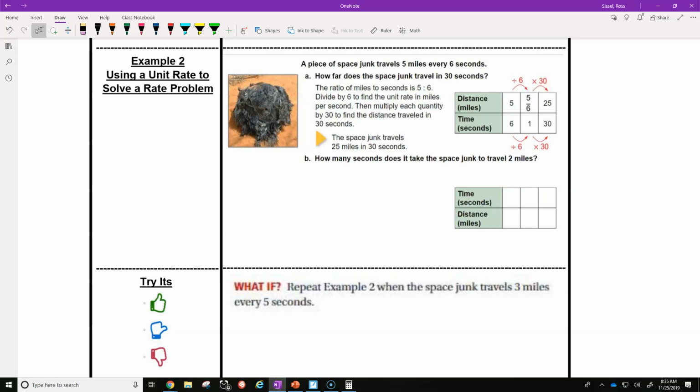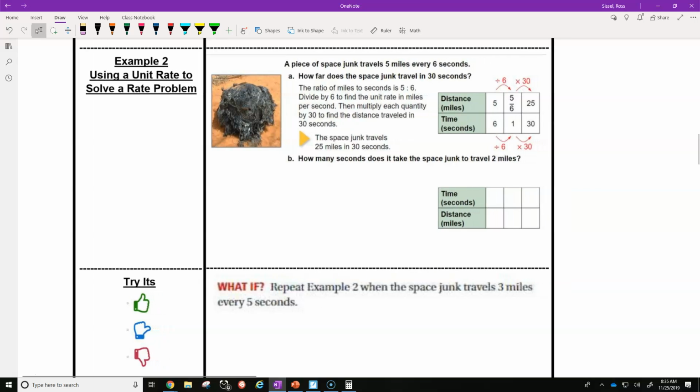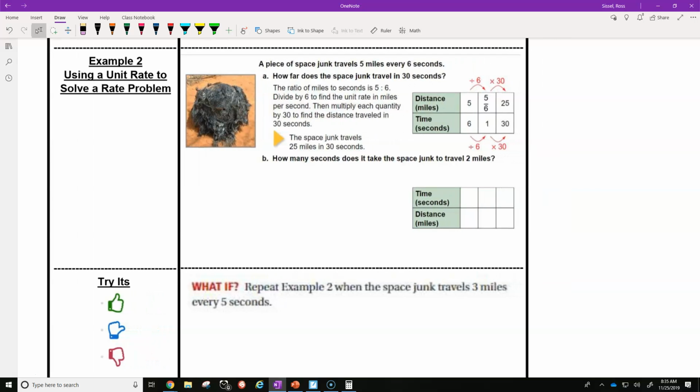So, start looking at that with you. Okay, we got to continue going because I have one more activity for us to do and 1 to 2 examples left. So, look at example 2. Using the unit rate to solve a problem.